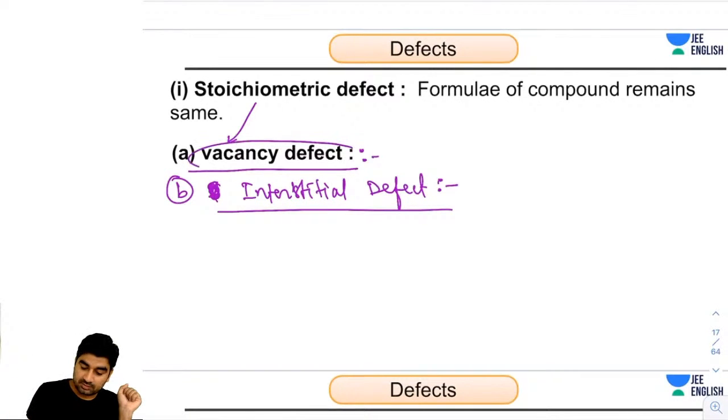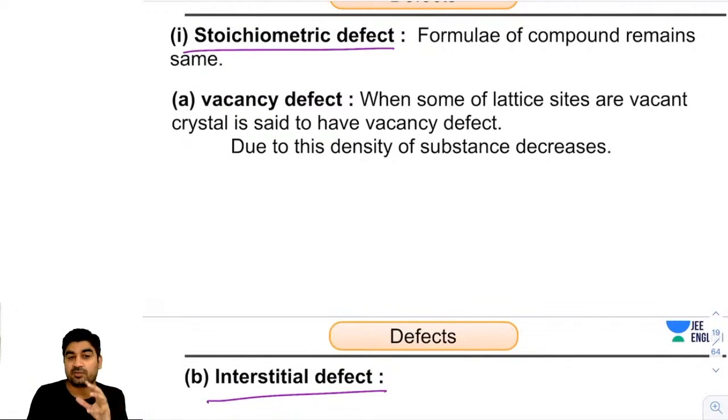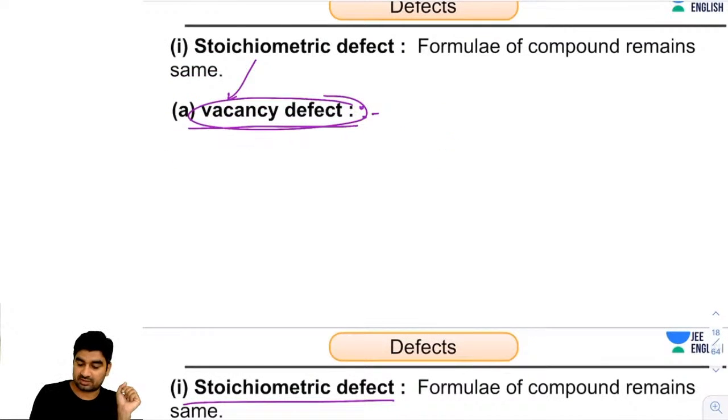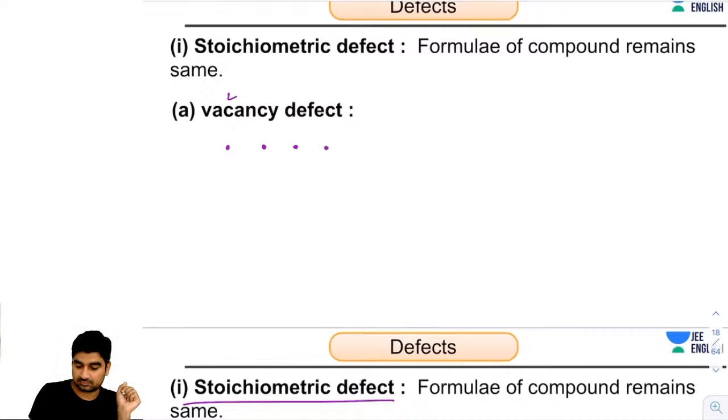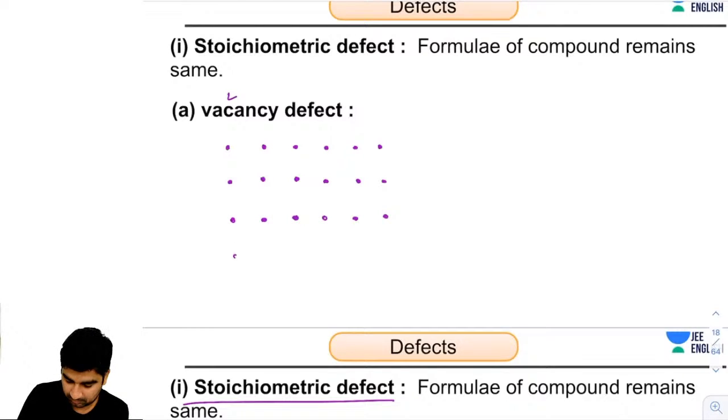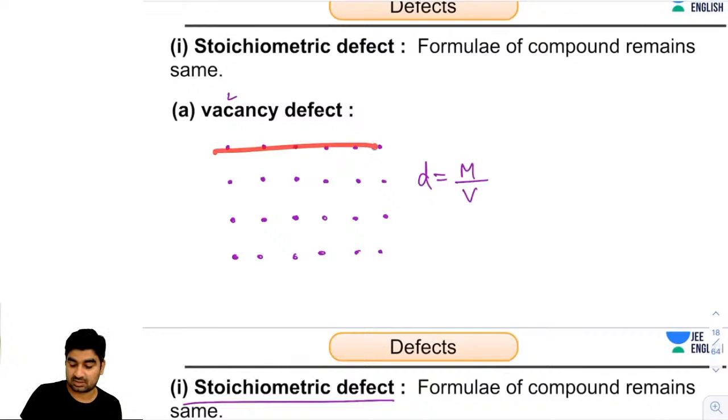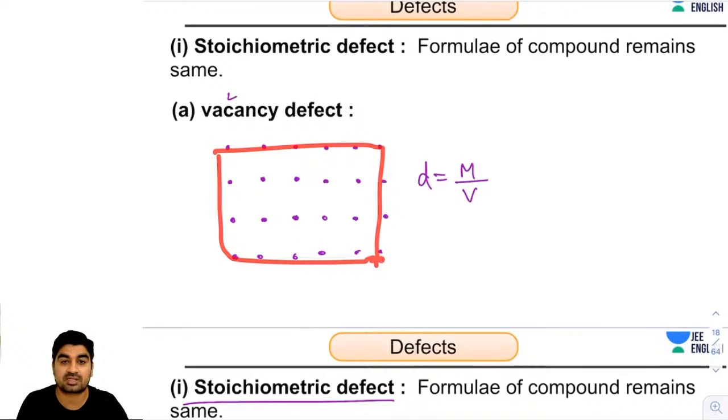So what do you mean by vacancy defect? First I will explain you what is vacancy defect. Suppose I am making a crystal here. So this is the crystal and these dots which you can see, these are the constituent particles. So this defect I'm calling vacancy defect. Now first of all, density is equal to mass by volume. So guys, volume of this crystal will be like this. This is the volume of crystal.